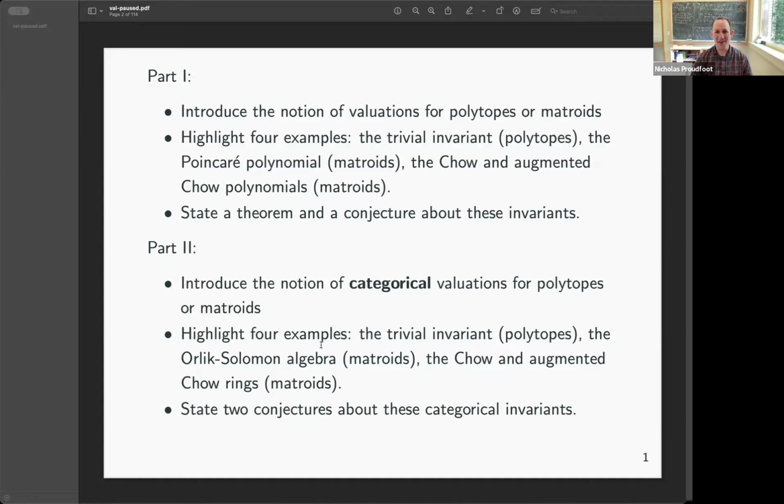And then I want to do categorical versions of all of this. So I want to say what a categorical valuation is for polytopes or matroids, and then we have categorical lifts of the invariants. And then I want to state some conjectures about the categorical invariants that categorify the things from the first part of the talk.